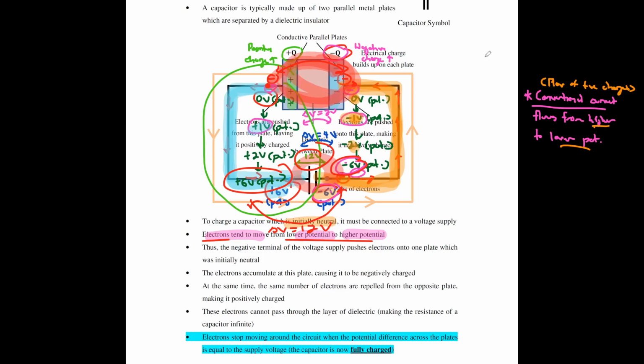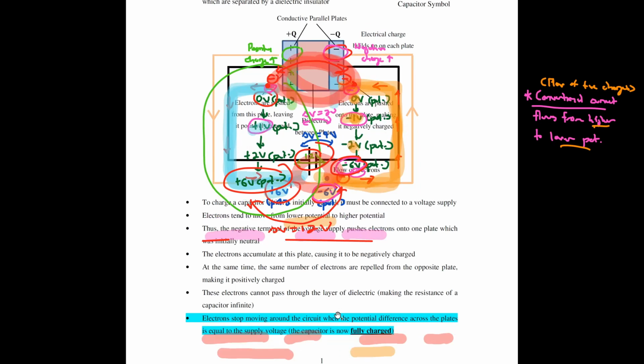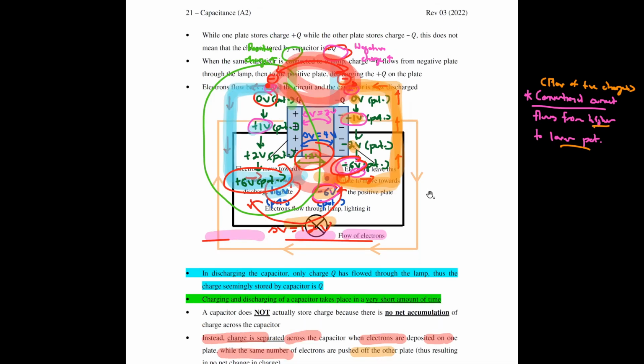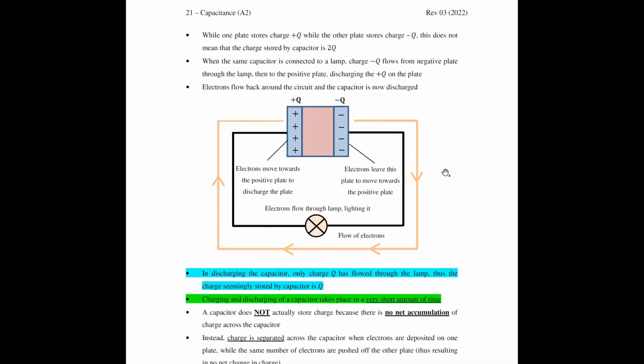Okay, so you look at the blue statement here, it was mentioned that electrons will stop moving around the circuit when the potential difference across the plates is equal to the supply voltage. So at this point here, this is where we will say that your capacitor is fully charged. Okay, so your capacitor now stores energy. All right, and in some cases, they will also tell you your capacitor is seemingly storing charge. Okay, so more on the part where we say that your capacitor stores charge, this one you need to look at the next page.